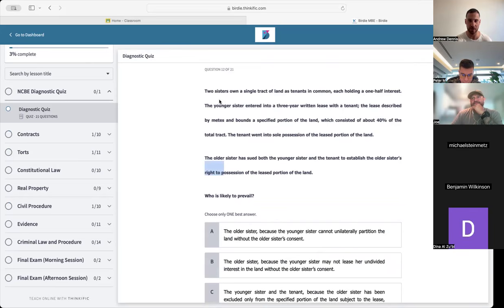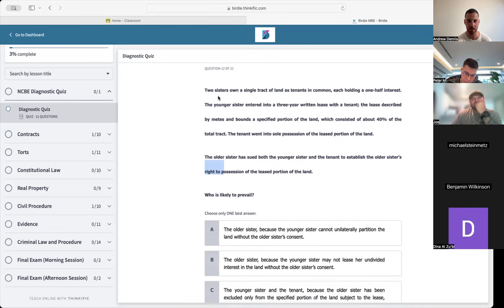So who's likely to prevail? The two sisters own a single tract of land as tenants in common, each holding a 1/2 interest. The younger sister entered into a 3-year written lease with a tenant. The lease described by metes and bounds a specified portion of the land, which consisted of about 40% of the total tract. The tenant went into sole possession of the leased portion of the land. The older sister has sued both the younger sister and the tenant to establish the older sister's right to possession of the leased portion of the land. Who is likely to prevail?